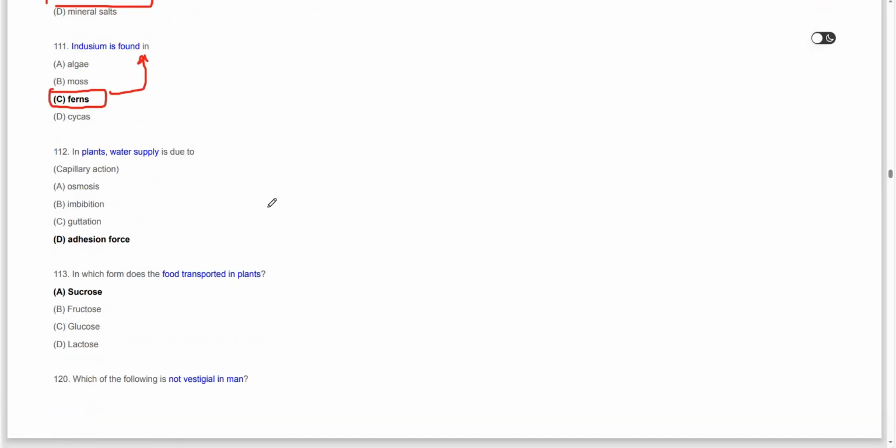Moving on to the next question. In plants, water supply is due to capillarity, that is adhesive force. We would generally term it capillary action, the water sort of goes up. So in plants, water supply is due to capillary action or adhesive force.